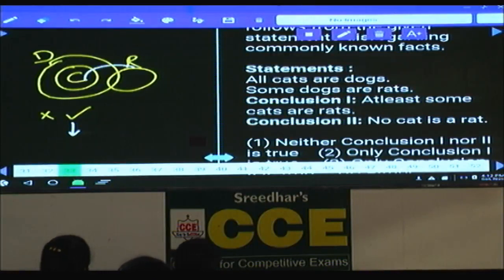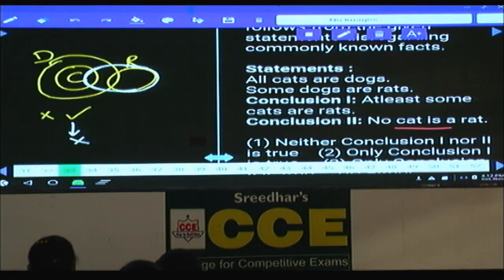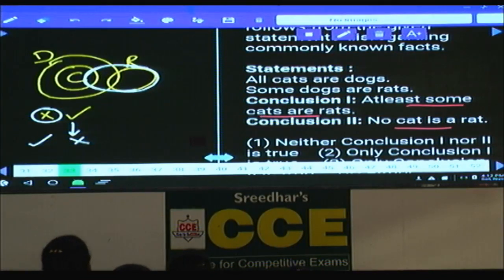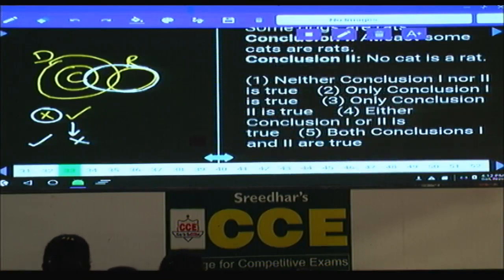Now to make this one false, we need to draw the alternate diagram. What is the complementary pair here? No cat is a rat means some cats are rats. Now if you have drawn some cats are rats like this, the alternate diagram is proven, and the previous conclusion will be false. After making the previous conclusion false, we need to check the affirmative conclusion that was false in the basic diagram, that is some cats are rats. Now some cats are rats has become true. Then what is your answer here? Either 1 or 2, that is choice 4.